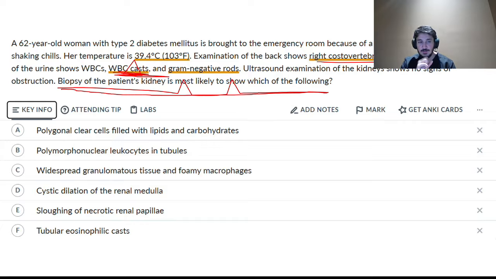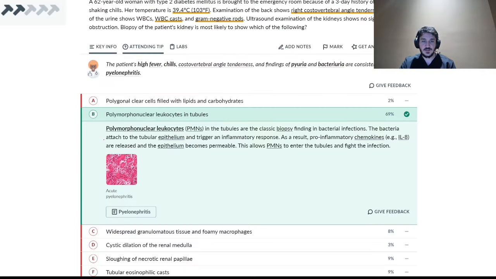This is a very weird way to ask the question, but if you have an infection in the kidney, what do you expect to find in the kidney? You're going to see WBCs in the tubule. Okay, so the answer should be B. You shouldn't need to know this. I made sure to put all the AMBOSS questions that are related to the topic. If you don't know this, it's fine.